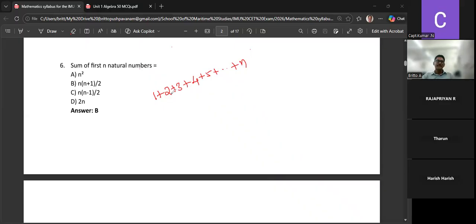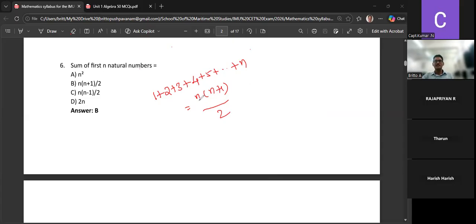So here we are finding the sum of n numbers. This is a formula you studied in lower classes using the mathematical induction principle, right? The sum of the first n natural numbers is n into n plus 1 divided by 2. You can verify this by putting in the value of n.